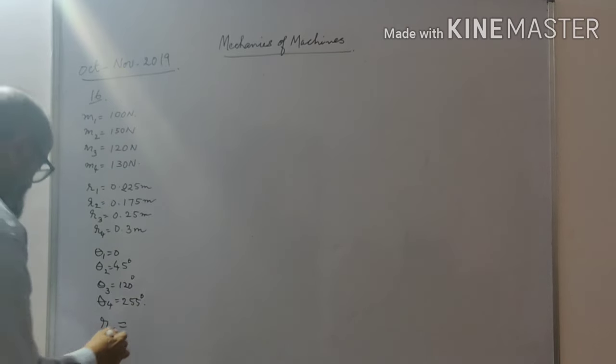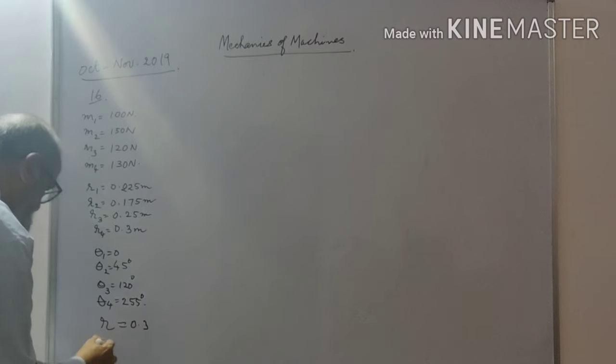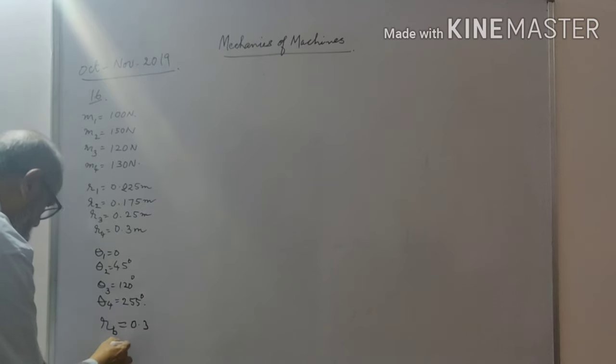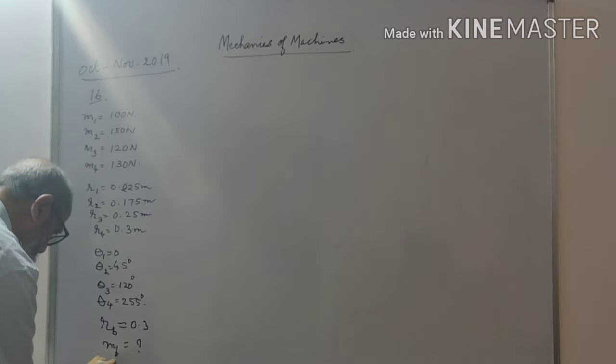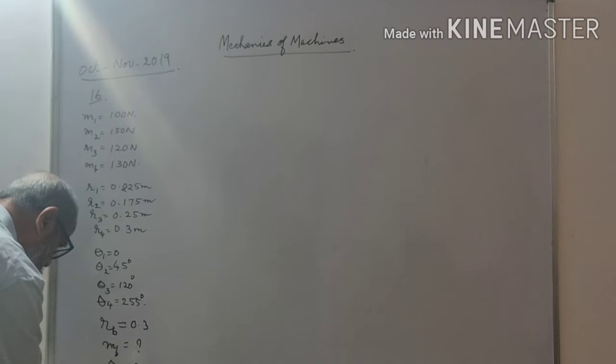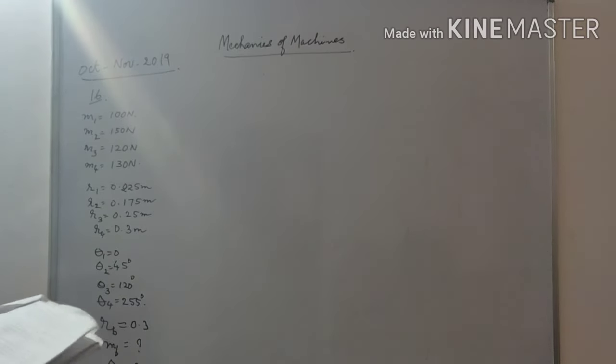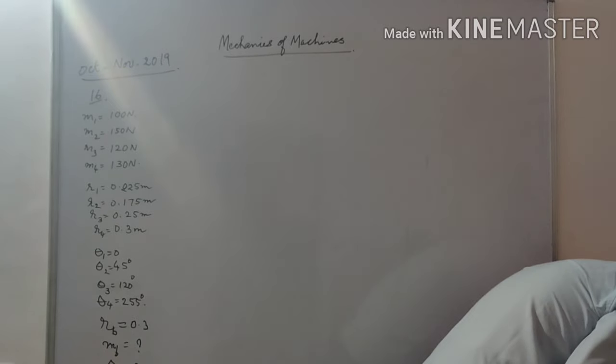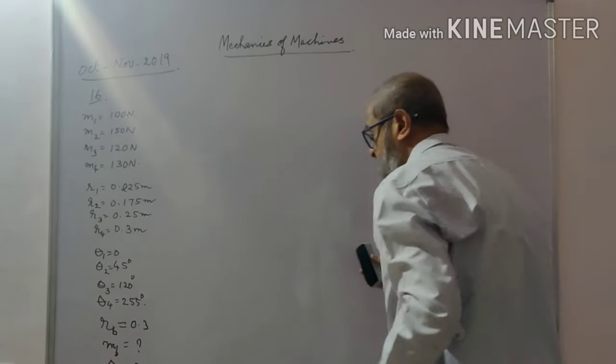Calculate the position and magnitude of the balancing mass required if its radius of rotation, R, is 0.3 meter. What is MB, or this we can call RB, and what is theta B? This is the question. This carries 10 marks again. Now, after this, there are two problems of 10 marks each on CAMS. So, this finishes. This one question paper is solved for you.